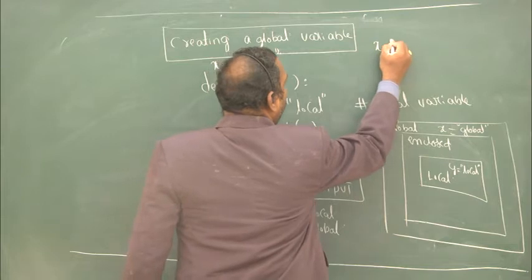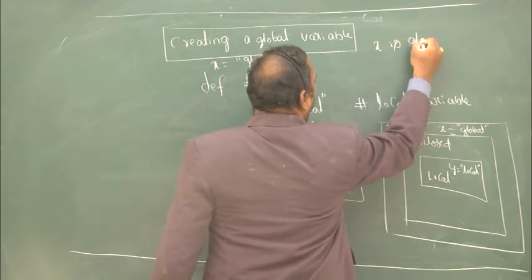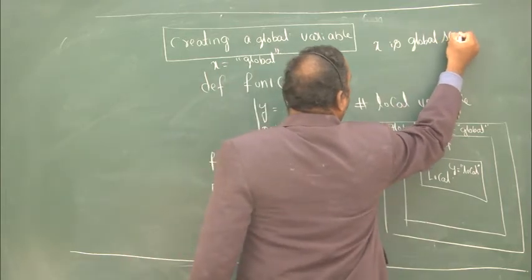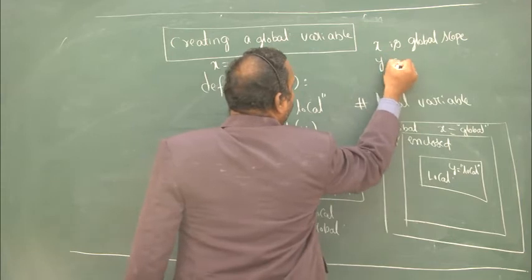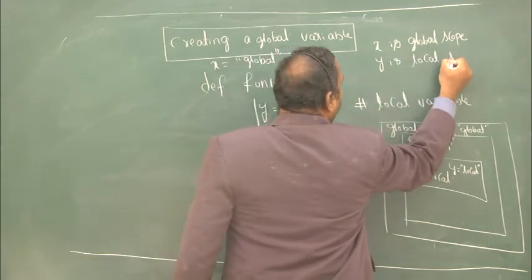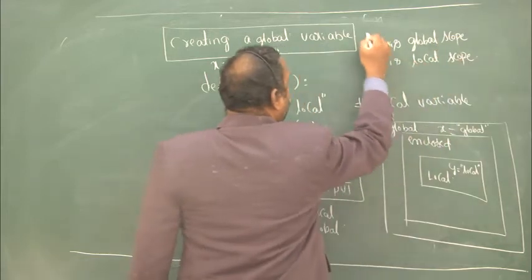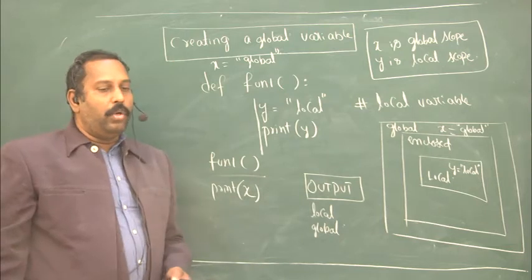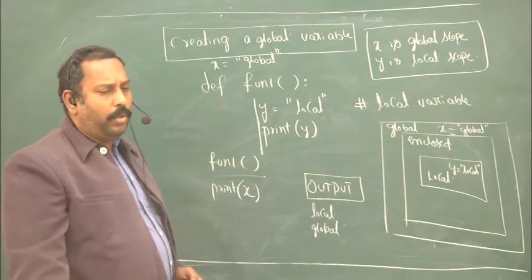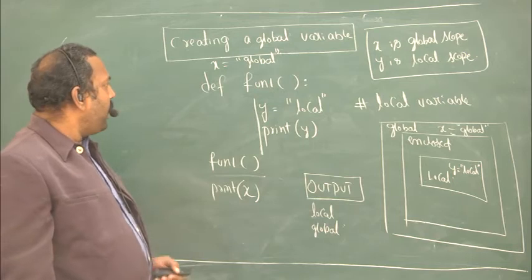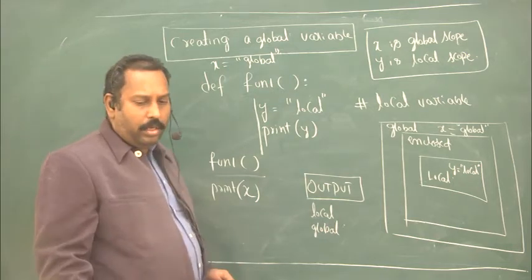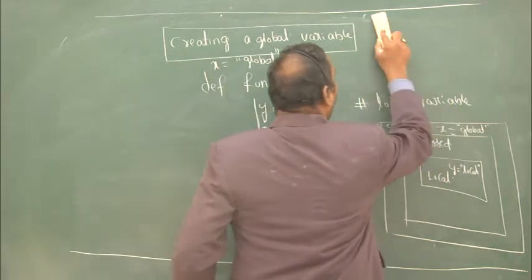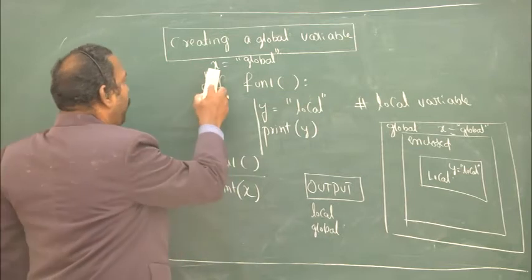x is a global variable, or we can say global scope, and y is a local scope. This is the conclusion here. So y is a local scope and x is a global scope. Clear? Suppose I want to access here, see, x is a global scope, y is a local scope. Clear? So now what I want to do here, suppose I have given here y.